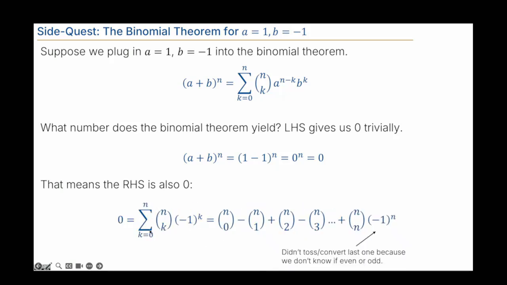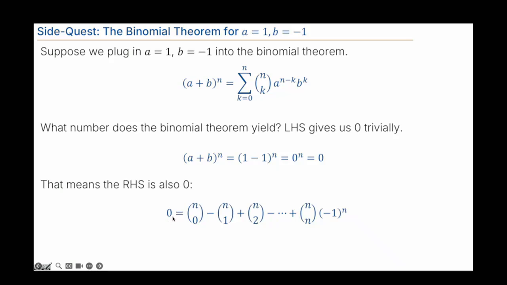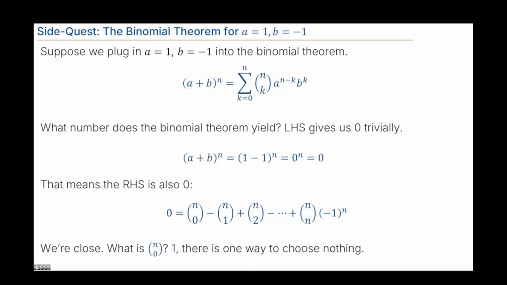I'm going to get rid of this part. I don't need this anymore. And I'm going to say, we know that 0 equals this particular sum. So we're really close. Question, what's n choose 0, do you think? 1. So if you have n things and you pick none of them, how many ways are there to do that? Just 1. So one way to choose nothing. So I'll put in a 1 there.